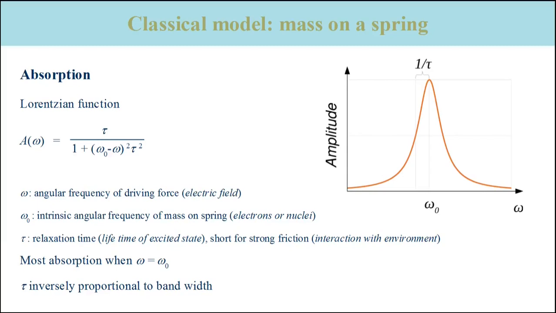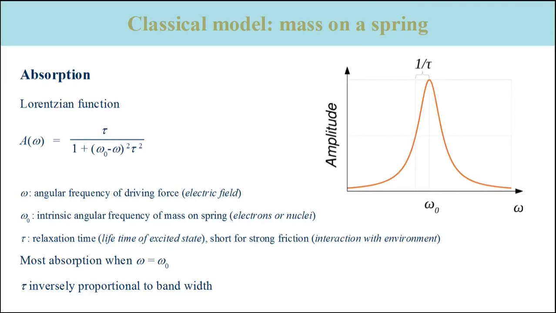The interpretation of the curve is as follows. The amplitude of the oscillation that is 90 degrees out of phase with the driving force is maximal when the frequency of the driving force matches the intrinsic or natural frequency of the mass on a spring. That means that most energy is absorbed close to the intrinsic frequency.